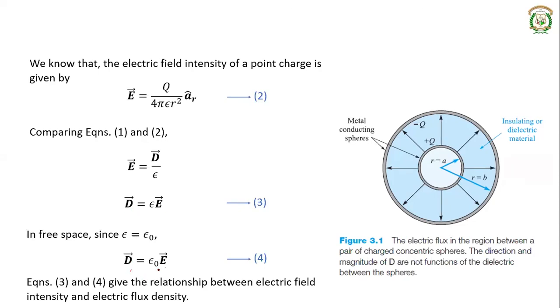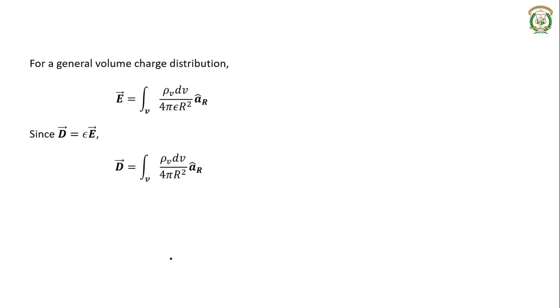This is for free space where epsilon is epsilon naught. One more thing you have is the electric field intensity. If you consider a general volume charge distribution, the charge density will be rho v, that is equal to dq divided by dv. From this, we can write dq as rho v into dv.